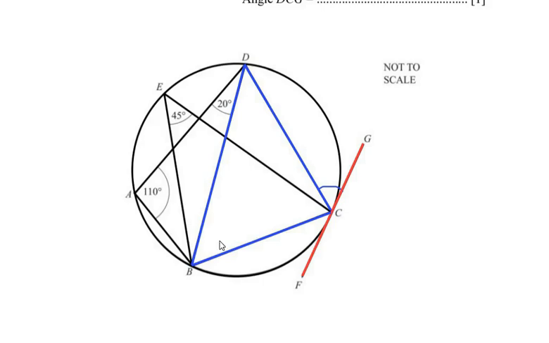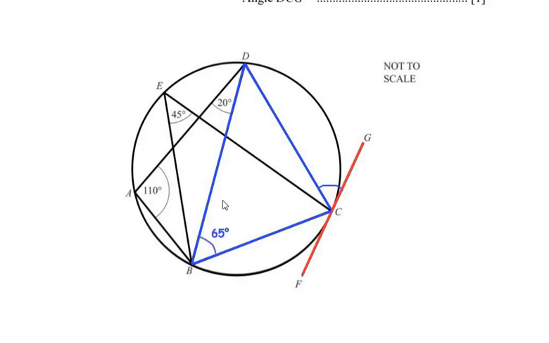We had got the value of angle DBC in the previous part of the question as 65 degrees. So by using the alternate segment theorem, we can say that the value of angle DCG is also going to be 65 degrees. So this is going to be our answer.